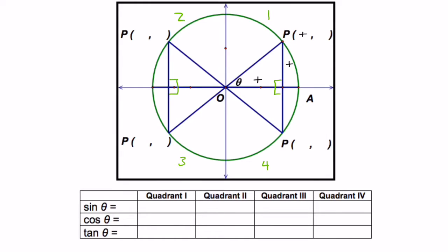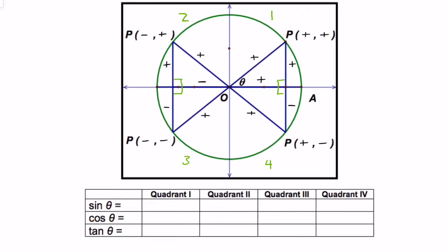So in the first quadrant, because I'm going to the right and up, x and y are both positive. In the second quadrant, because I go to the left, x is negative and y is positive. In the third quadrant, because I go left and down, they're both negative values. And to get into the fourth quadrant, the x value is going to be positive and the y value is going to be negative. And lastly, no matter what quadrant you're in, the radius is always positive. The radius is just the distance from the center to the outside of the circle.